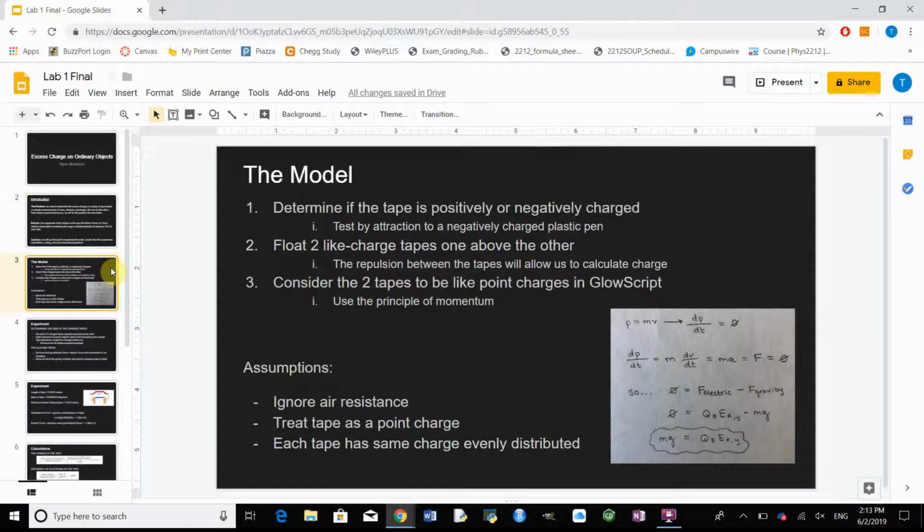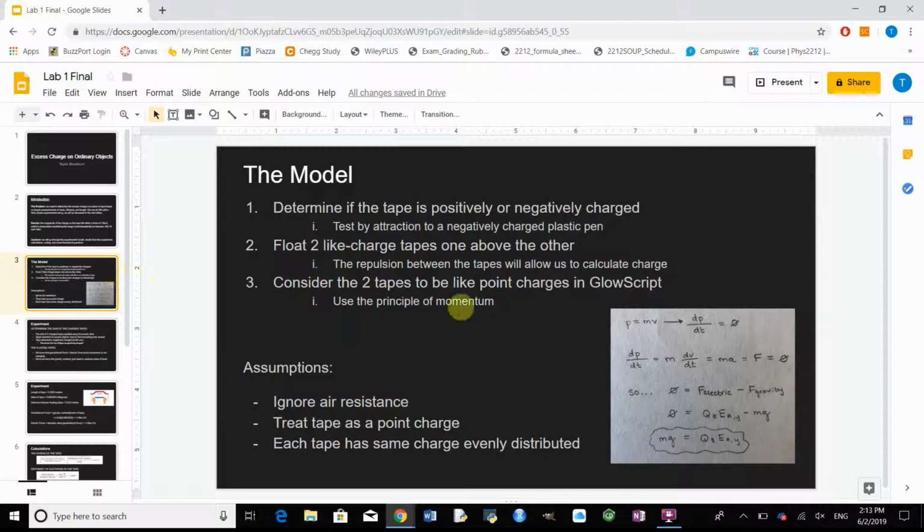So the model in this experiment had 3 parts, the first being to determine if the tape is positively or negatively charged, the second being to float 2 like-charged tapes, one above the other, and the third being to consider the 2 tapes to be like point charges in GlowScript so that we could model it. And we used the principle of momentum in this experiment.